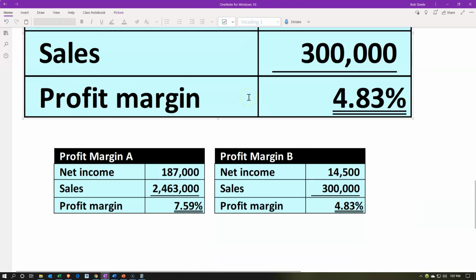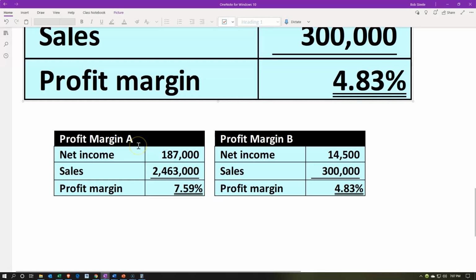So if we compared these two for Division A and Division B, once again, note you can't compare their income, and this would be the same if we're comparing two divisions or if we're comparing two different departments. We can't compare the overall income if one of the departments is larger than the other, even if they do similar things. But we can compare the profit margin.